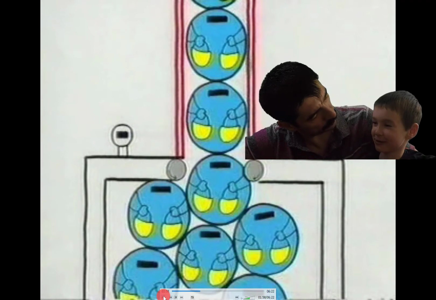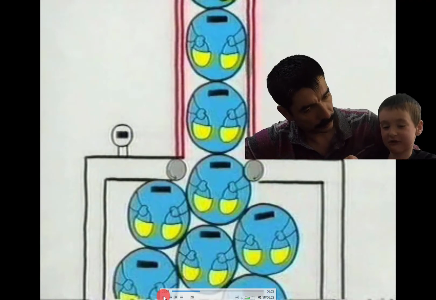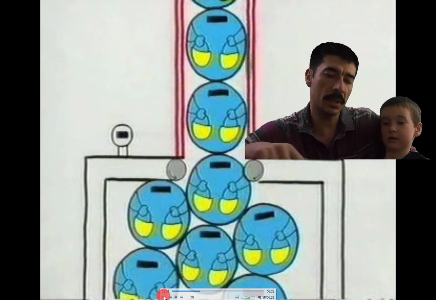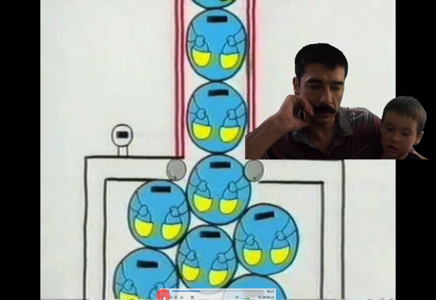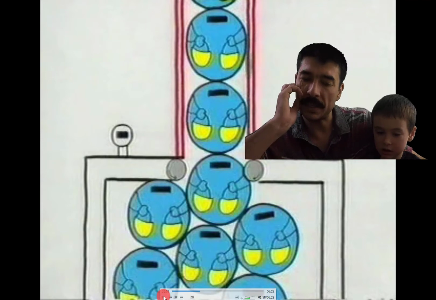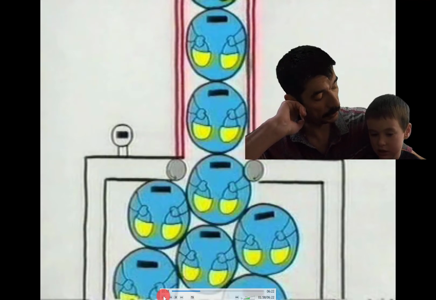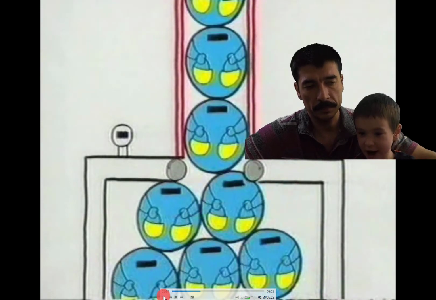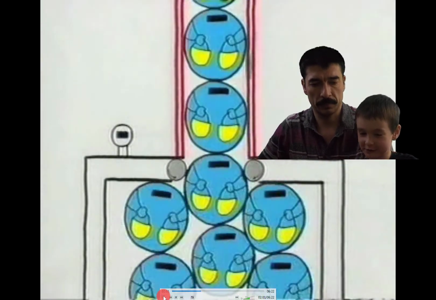So the battery's job is to give all the electricity its energy. Okay, and see they're holding bags? Yeah. Those bags are the energy that they're carrying, okay? Okay. Right. I thought it was the negative terminal.